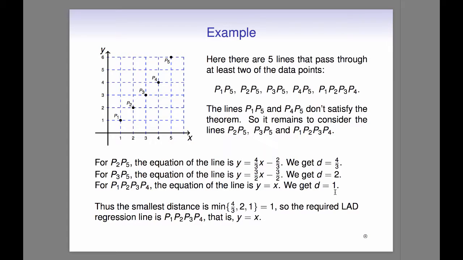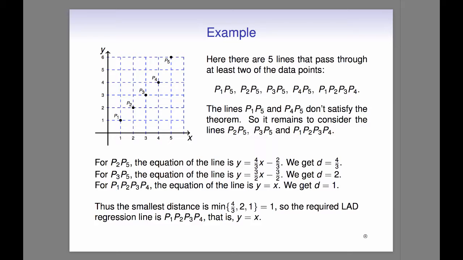So we're looking for the smallest one, so the smallest one is the last one. So the solution to the LAD regression problem is the line P1, P2, P3, P4, and that just happens to be the line y equals x, and that's the solution.